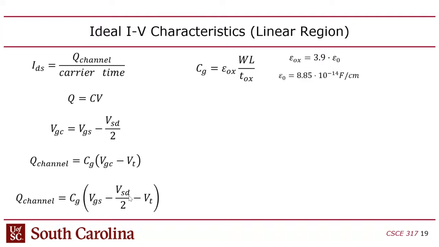And the permittivity of a vacuum is 8.85 times 10 to the negative 14th farads per centimeter. It's not really that important to know that. It's just a constant.